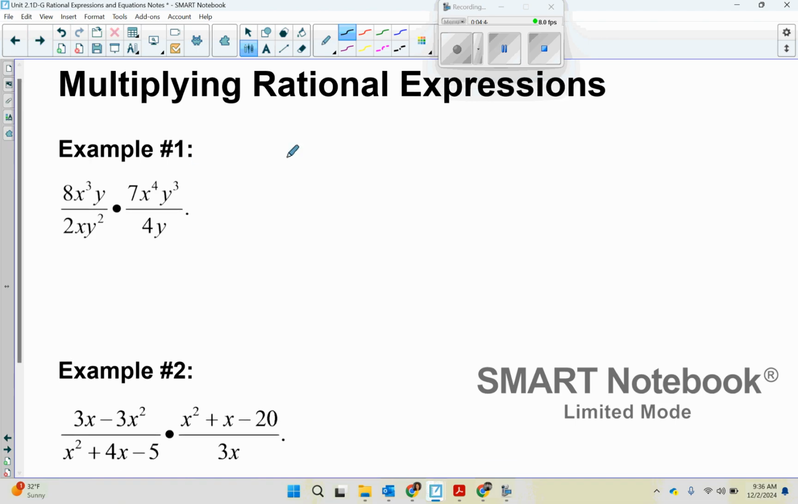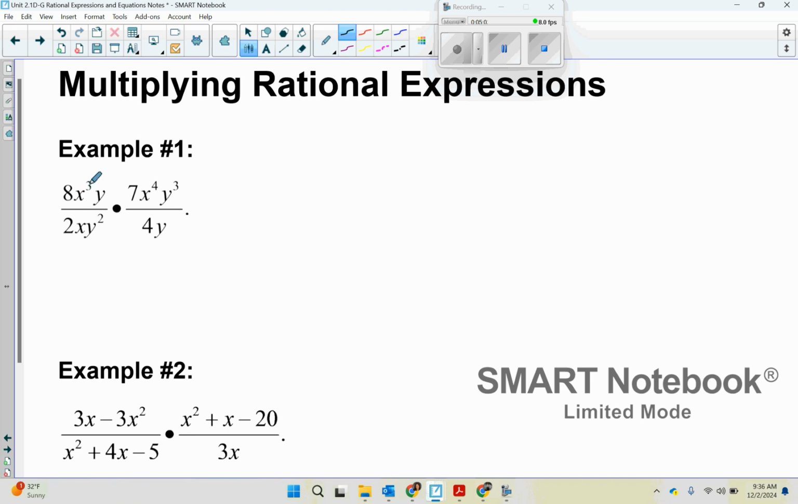Okay, multiplying rational expressions. So let's get into it in this case. Now, a rational expression is any expression divided by another. So these aren't necessarily polynomials divided by one another, but let's simplify where we can. So before we even multiply, let's simplify.